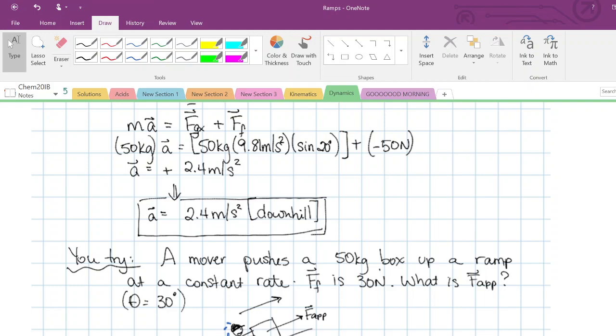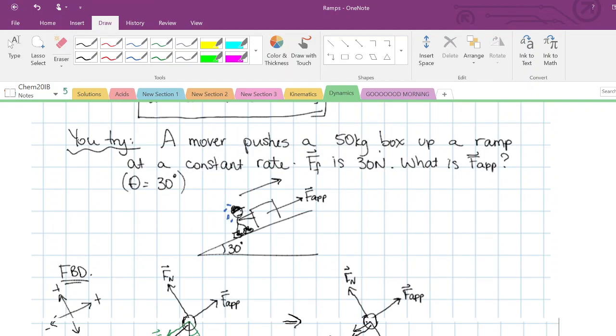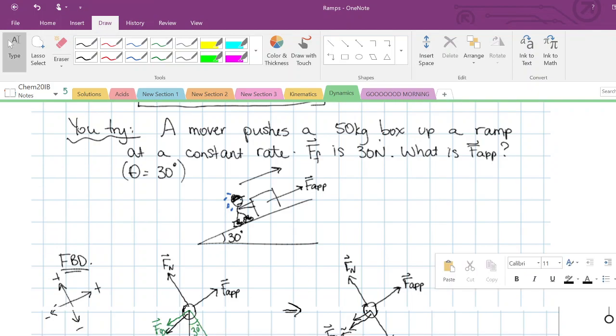It's very much like what you've been practicing already. The only difference being that we're now on an inclined surface, and so we've tilted the Rosetta, and we've got to take into account the big factor that gravity is now at an angle to our y-axis. So I've got another example here for you guys. We've got a mover pushes a 50 kilogram box up a ramp at a constant rate. And remember that constant rate is your code word for uniform motion or acceleration equal to 0. And they've told us that the force of friction is 30 newtons.